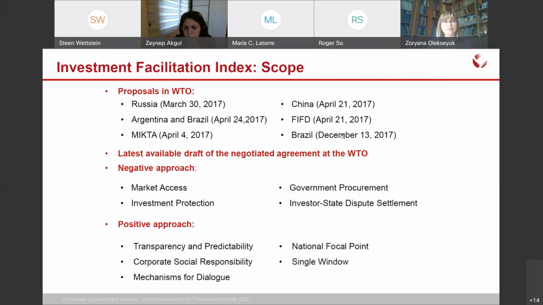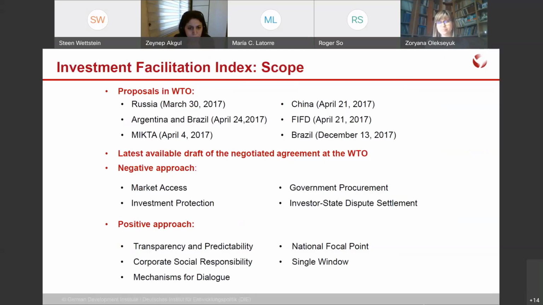Okay, about our index. As I said, we started to work on it in 2017-18, and for the first version of the index, we had 6 different proposals by Russia, Argentina, Brazil, the MIKTA countries, China, and Friends of Investment Facilitation for Development. We used this information, first of all, to conceptualize investment facilitation. You cannot believe it, but there are still quite different definitions of investment facilitation, and we started from scratch to draw a big picture of what falls under the scope. That was the first big step.